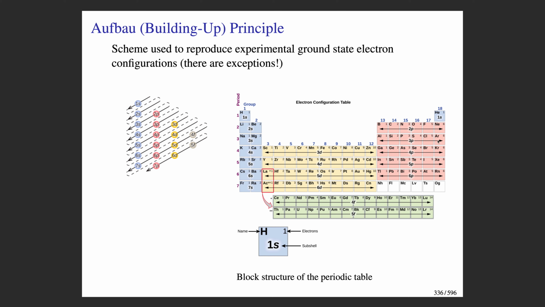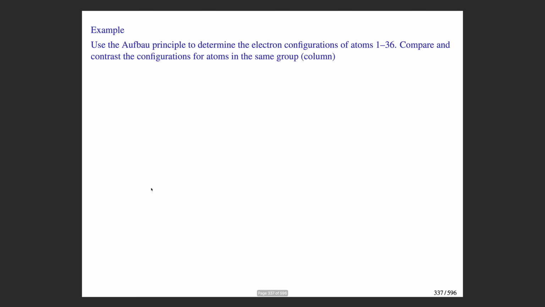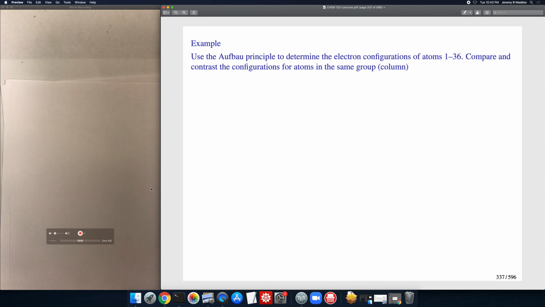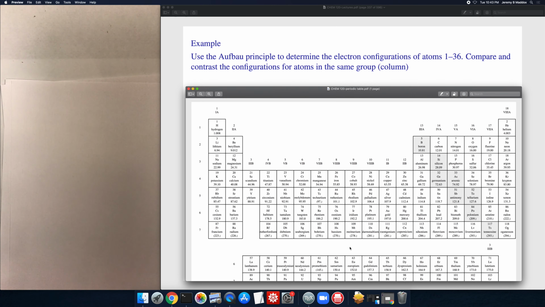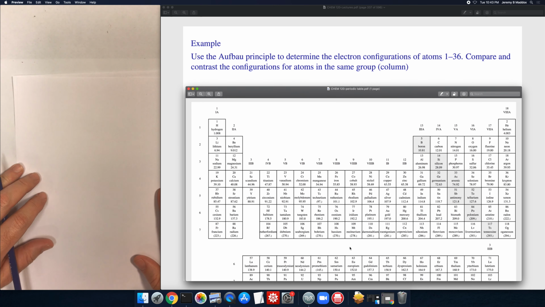So this is the block structure of the periodic table. It's very handy for generating ground state electronic configurations, and it's something that we want to learn. And so on the next example problem, we are going to be generating ground state electronic configurations for different atoms using the Aufbau principle. And so I'm going to pull up my periodic table, and we're just going to go through a bunch of examples. We won't do all 36 atoms that we're asked to do, but we'll do quite a few of them.